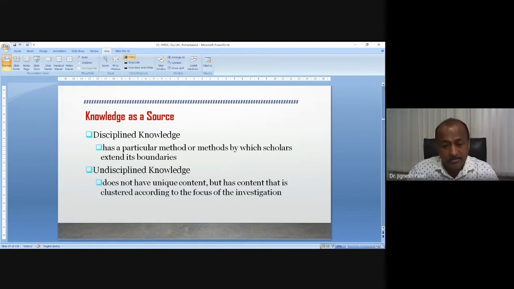While undisciplined knowledge does not have unique content, it has content that is clustered according to the focus of investigation. While focusing the investigation, we have different small clusters of knowledge, and that knowledge is unique in its form. So that should be developed in an undisciplined way. And above that, we can say that disciplined knowledge should be extended by the scholars.